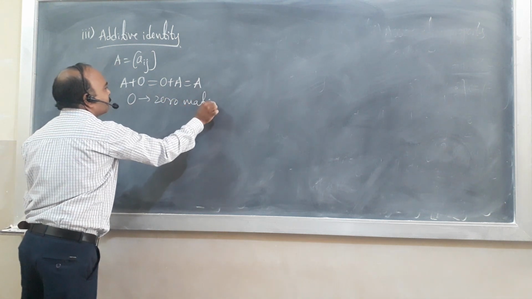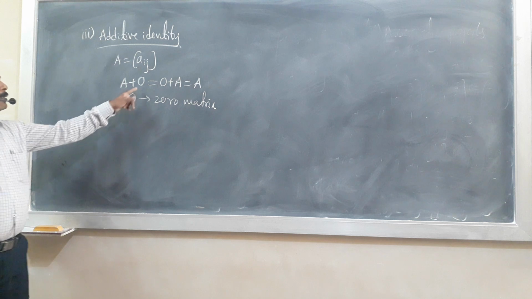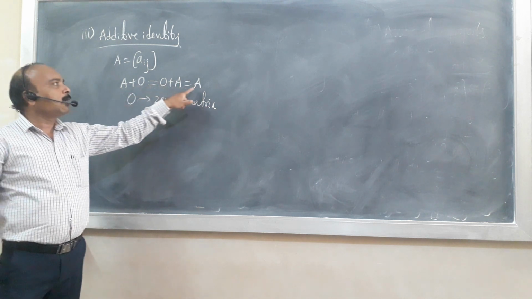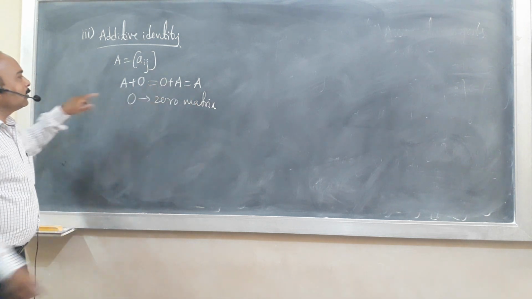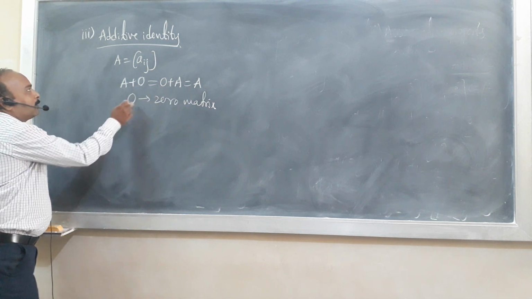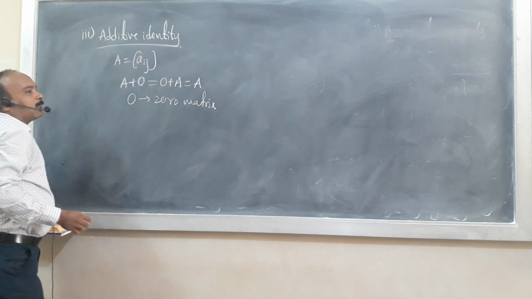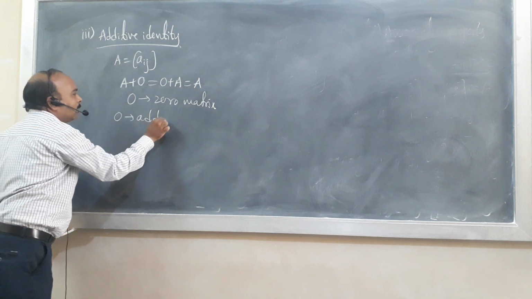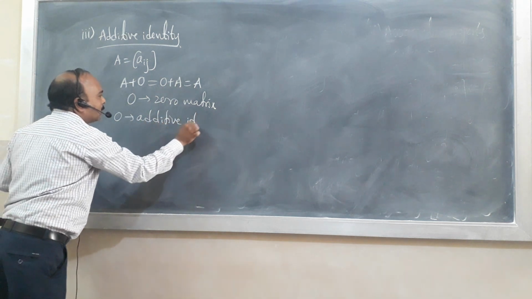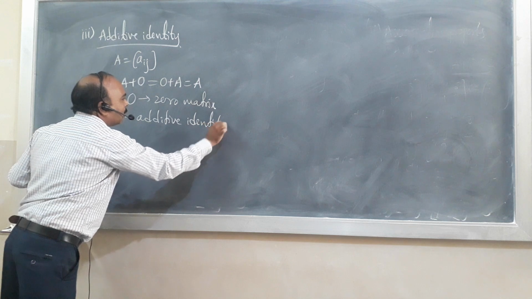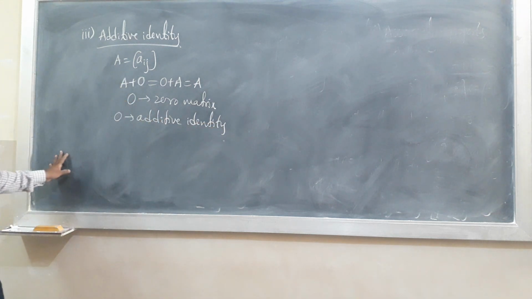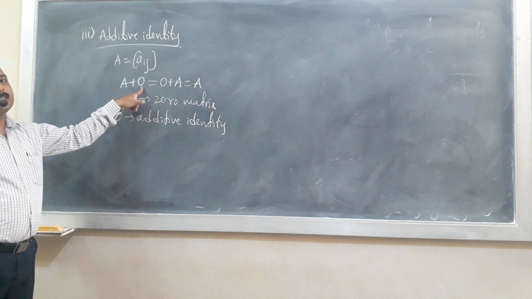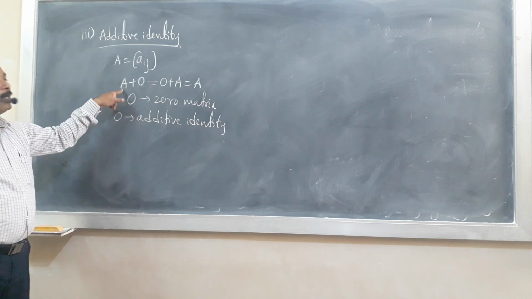If we add the null matrix with the given matrix or the given matrix with the null matrix, you get the matrix A. Then this O itself is called the additive identity of the given matrix A. And here we observe that the order of this zero matrix O is the same as that of the given matrix A.